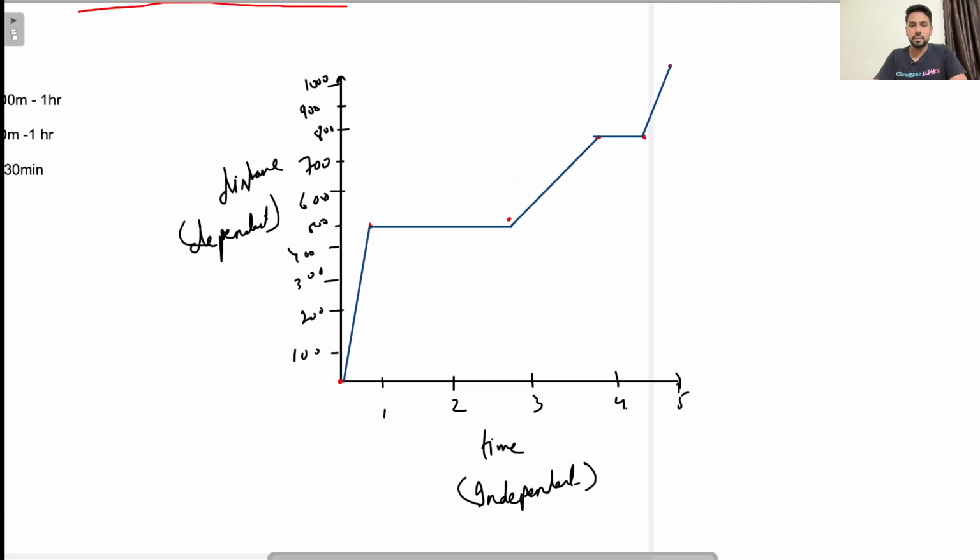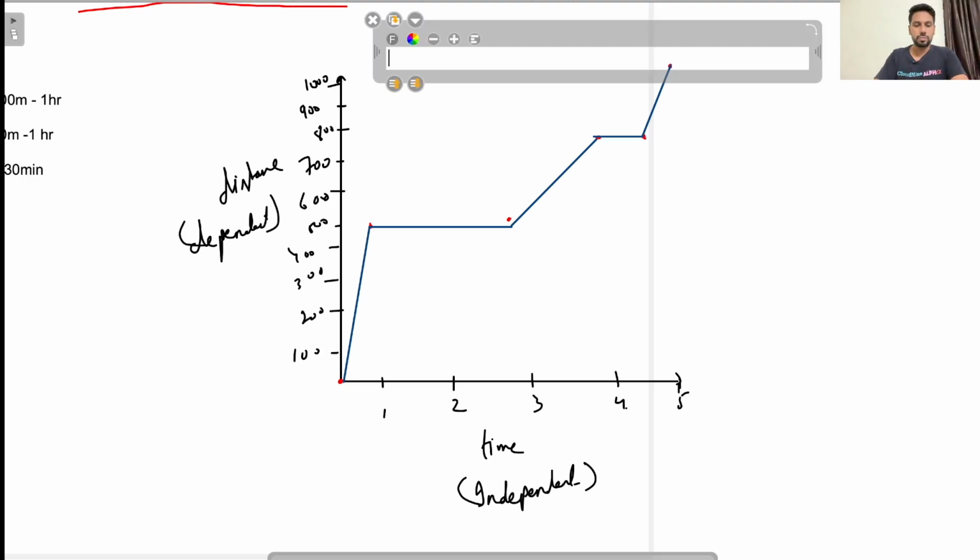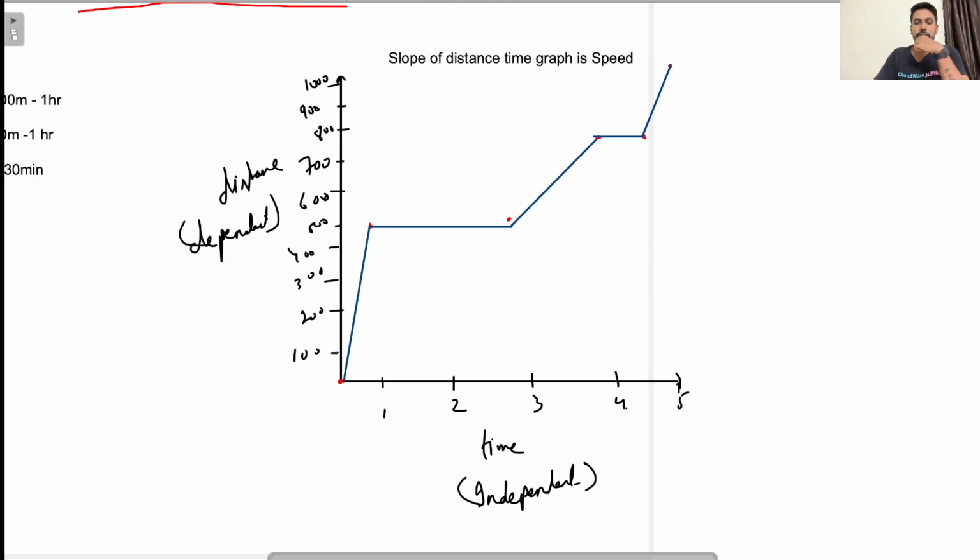This is the distance time graph for you. So I'll write it here. Slope of a distance time graph is speed.